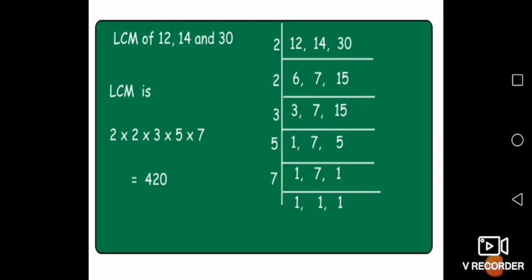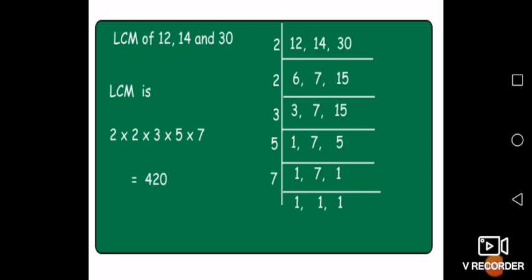Now again we can divide by 2 because 6 is an even number. The rest, 7 and 15, are odd numbers, but 6 is even, so we will divide by 2 again: 2 threes are 6. Now after 2, we have 3 as a prime factor, so we will start dividing by 3: 3 ones are 3 and 3 fives are 15.